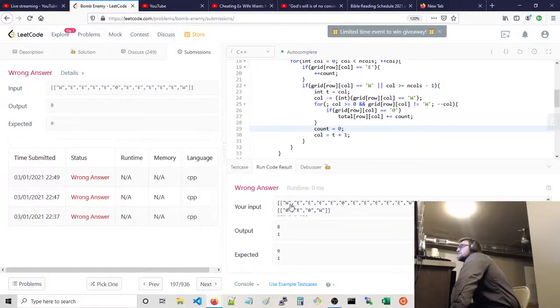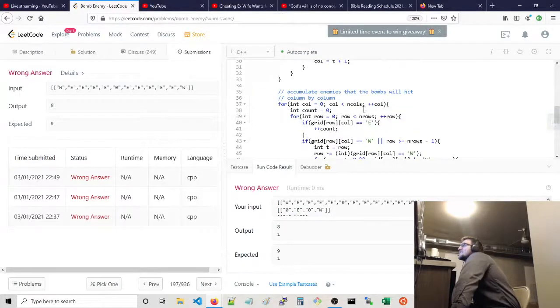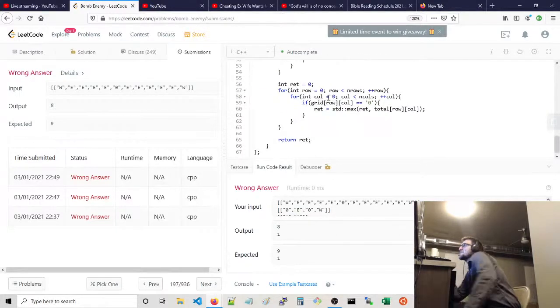Once we get all the way back down to W, column is greater than or equal to 0, so yeah, we actually see a W there though, so we stop right there. But we write a 9 at that 0. And for some reason it says 8. I'm so annoyed.